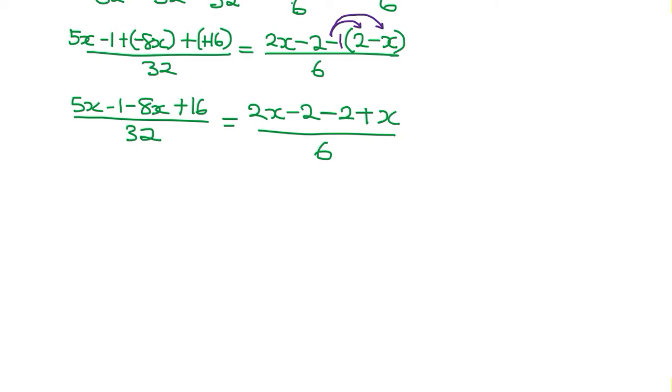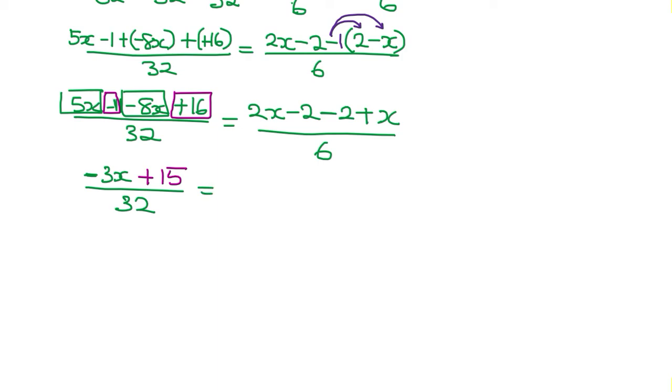So we evaluate the numerator on the left side of the equation, and what we have here is 5x, which is what we have here, minus 8x. Well, this is a 1, don't forget the 1 is right there, and that will give us negative 3x. And the other one here is negative 1 plus 16, and that gives us positive 15, and this is over 32.